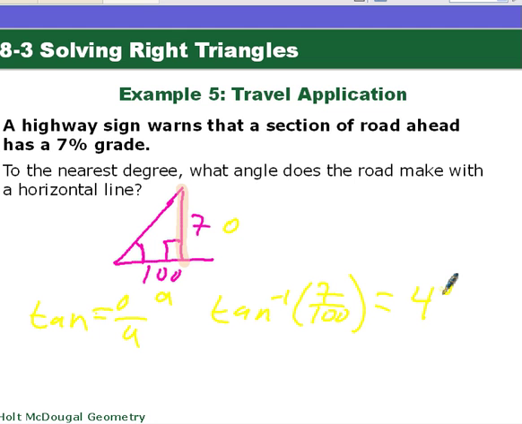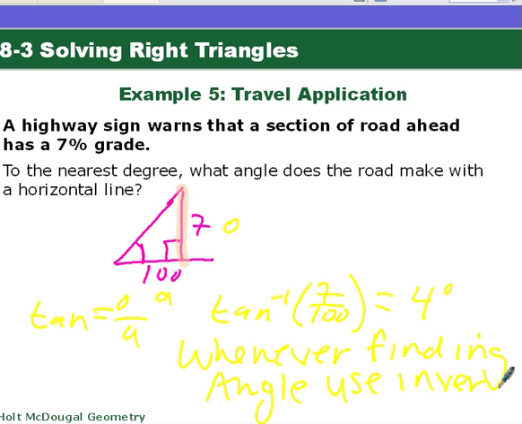So whenever you look for an angle, use inverse functions. Angle, that's not how you spell angle. It's close. Use an inverse. If you can remember that, it's going to make your life easier.